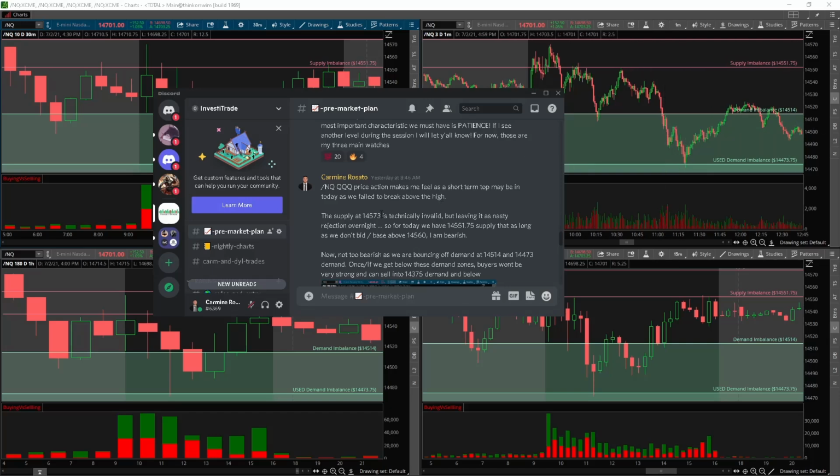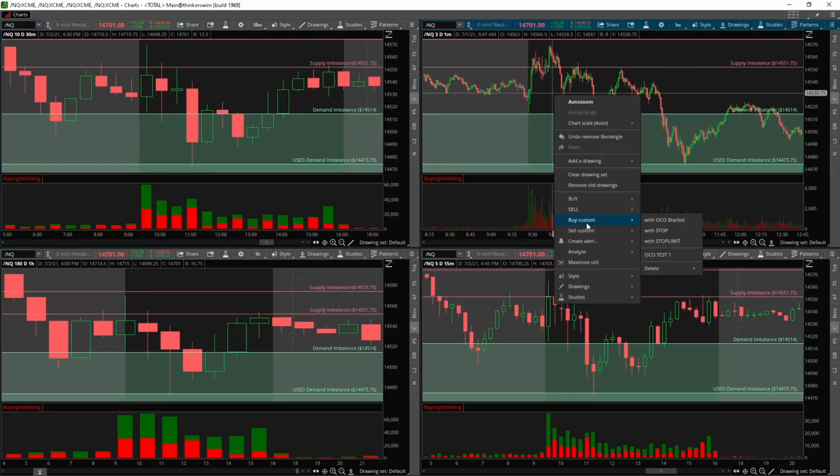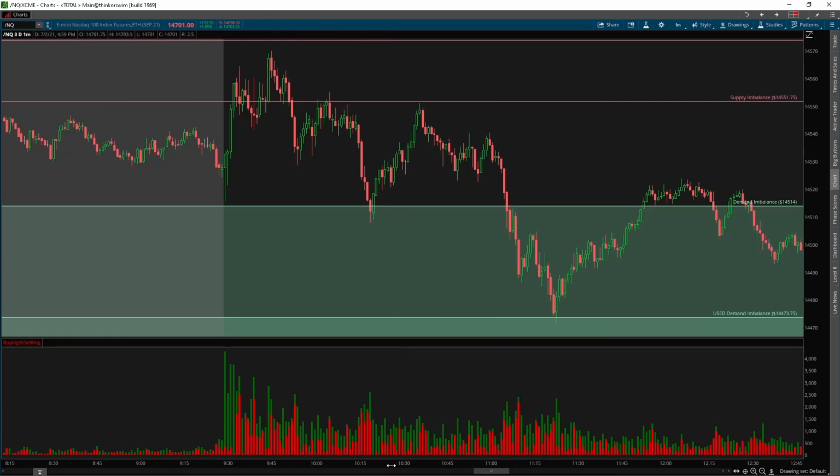So from the pre-market plan, we had supply at 14573 and 14551 and 3/4. As long as we don't bid or base above 14560, I'm going to feel bearish. And we can't be too bearish because we have demand a little lower at 14 and then at 73 and 3/4. So now that we have our levels planned out, just like the S&P, this was lacking momentum again.